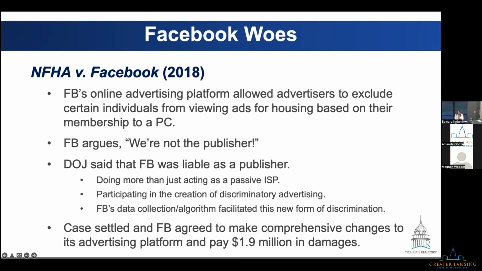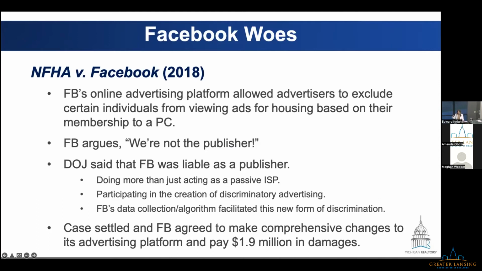So this started back in 2018 when Facebook was sued by the National Fair Housing Alliance, which is another fair housing advocacy group. And this lawsuit alleged that Facebook's advertising platform violated fair housing law, and that it did so by allowing housing advertisers to target market to certain Facebook users and then exclude those users from seeing advertisements for housing based on their race and their sex and their familial status and all the other protected classes.